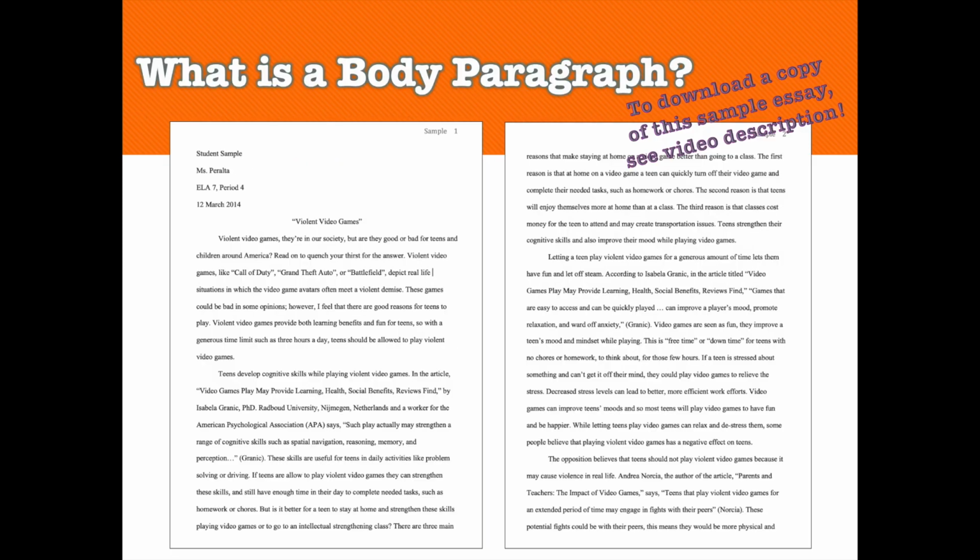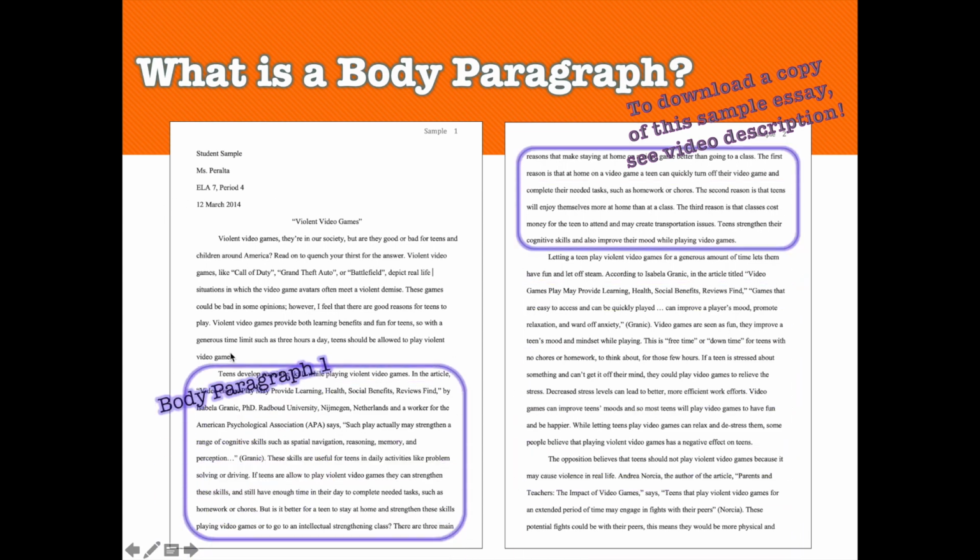Okay, what is a body paragraph? You might recognize this from my previous video where I showed you just at a glance what a full essay looks like visually when we kind of lay out the papers. I'm not going to read this whole thing to you. I just want you to see visually, in the context of a full essay, what is a body paragraph. So in this essay, we've got an introduction right here. And then we've got our first body paragraph. This, by the way, is a persuasive essay.